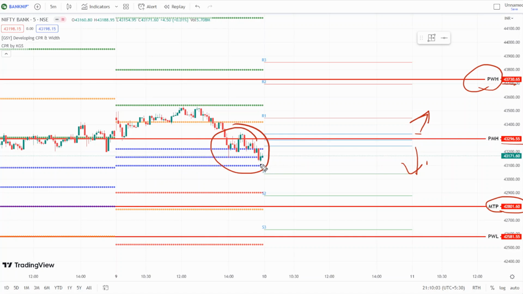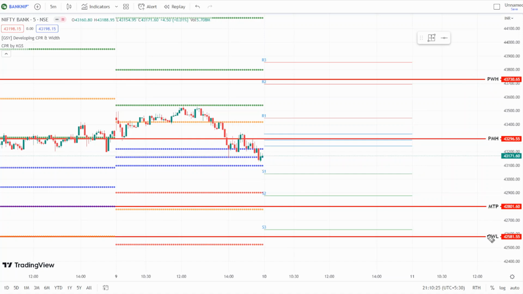So hence we can assume that tomorrow, if the market is in a negative mode, 42,800 will act as a very good support, and if the candles break 42,800, then we can see the next level at 42,580 nearby, which is the previous week low. Candles can go and touch there.